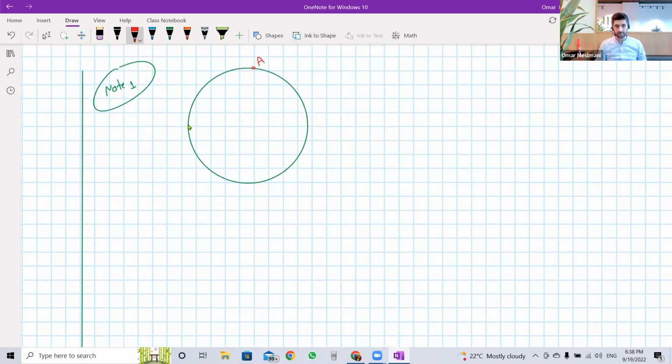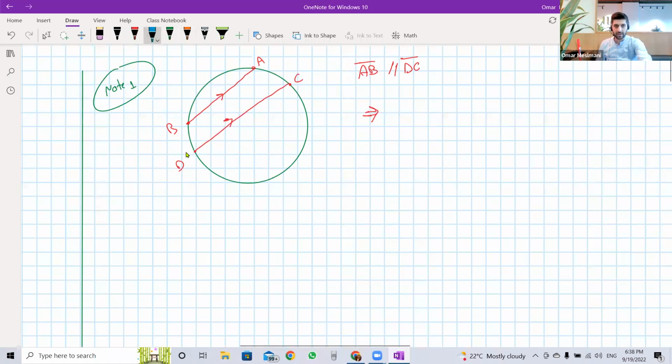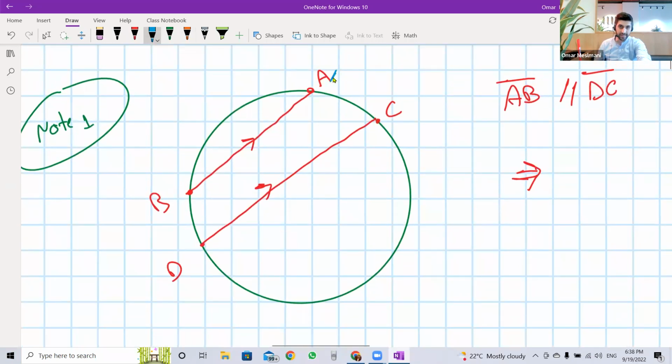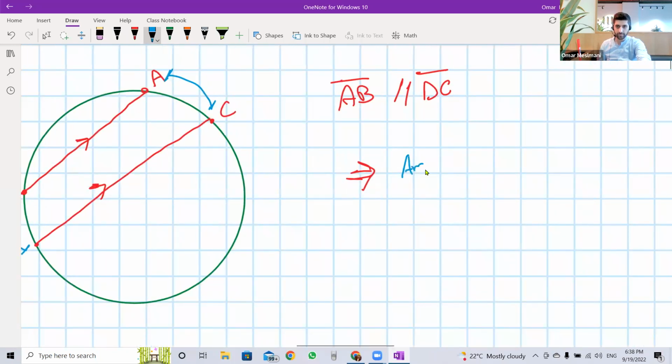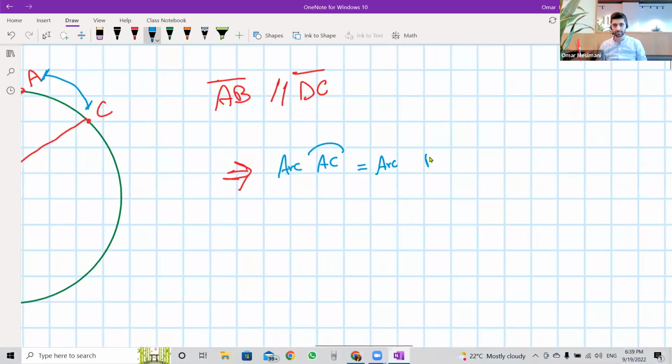Once you have AB as a chord, and you have CD as another chord, if you have two parallel chords, like the chord AB is parallel to the chord DC, it means the arc AC is going to be equal to the arc BD. So arc AC will be equal to the arc BD.